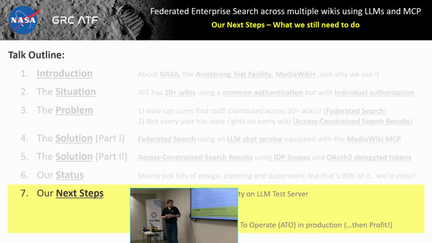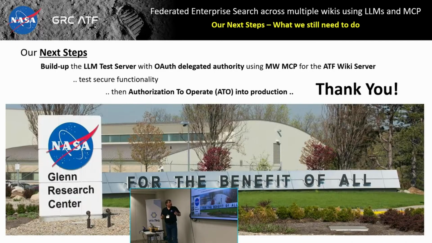And lastly, our next steps: build up the test server with the OAuth delegated authority using the MediaWiki MCP service provided by Professional Wiki. Do that for the ATF Wiki server, test our secure functionality, and then apply for authorization to operate in production. And we're hoping to do this for the benefit of the agency.